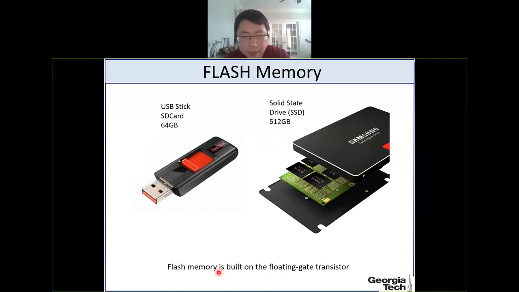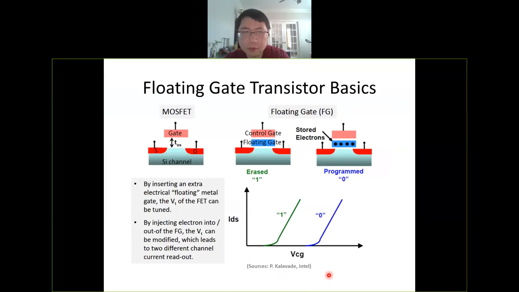So the flash is built on the so-called floating gate transistor, and today we're going to discuss what is this floating gate transistor. So here is a floating gate transistor. So it's one type of transistor, like MOSFET. So here we see the MOSFET structure. You have learned that in this course. So this is cross-section MOSFET, and you have source and drain and gate, and then you have this gate oxide. So here you have the channel.